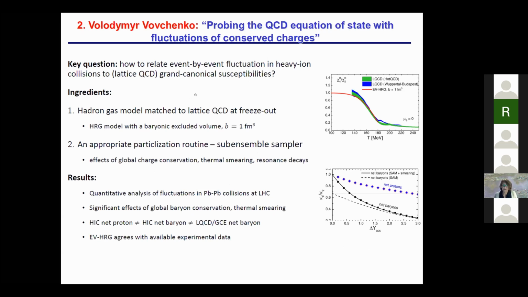The ingredient of his model is a hadron gas model, which is matched to lattice QCD at freeze-out. And in this case, he also developed the particlization routines to merge with the hydrodynamical approach. As a result, he provided a quantitative analysis of fluctuations in heavy ion collisions and obtained a significant effect of global baryon conservation and thermal smearing. And I won't repeat it, as it is written here.